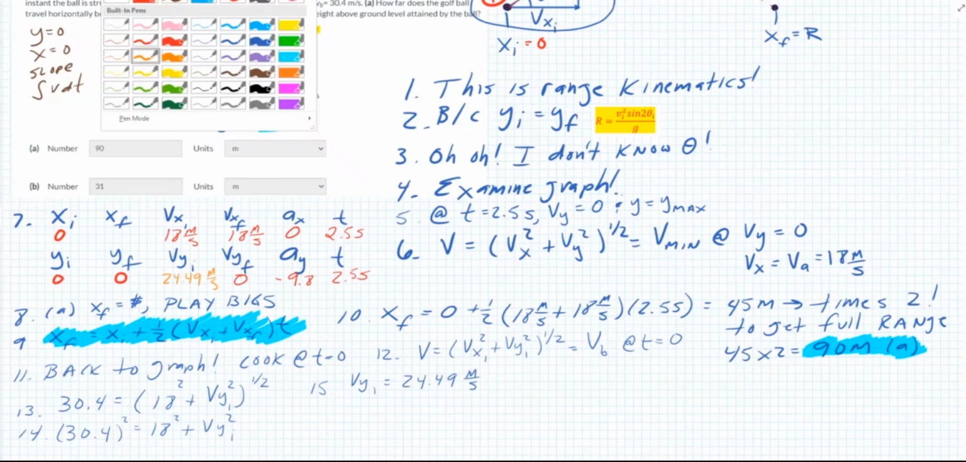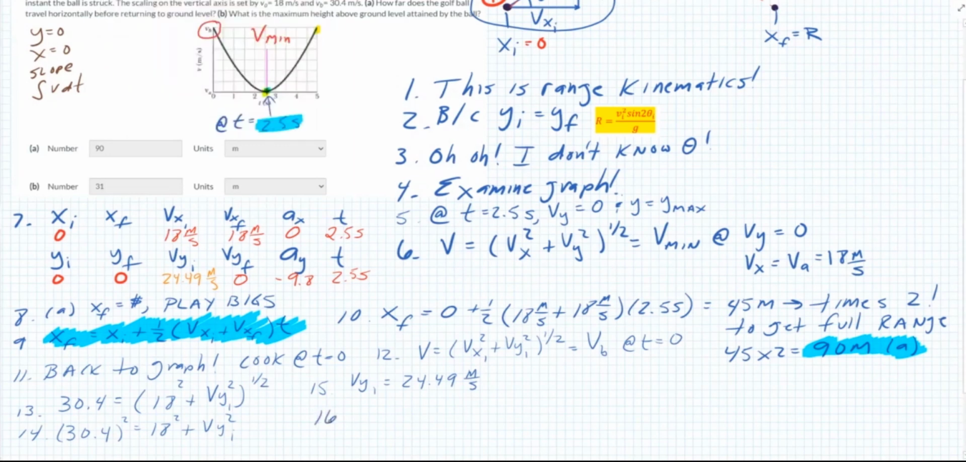I'm just wondering, did I even need to do that? I think I did. Yeah, I think I did need to do that because I just didn't have enough knowns. So in conclusion, number 16, play the big 5 game for Y data. I'm looking at that Y data row in my 6-column kinematics table.